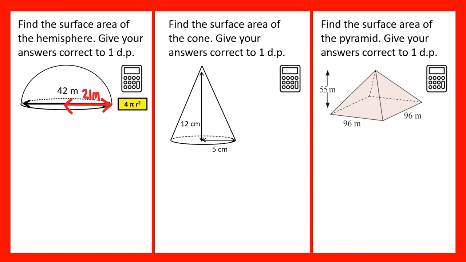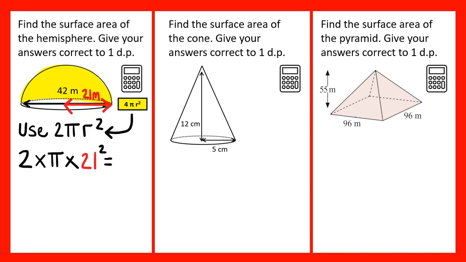Because the shape we've been provided is half of a sphere, it's called a hemisphere, we'll need to use this formula, but we'll need to divide it by 2 or half it. So in this case we can use half of 4 pi r squared, which would be 2 pi r squared. So on our calculators, 2 times pi times 21 squared is 882 pi.